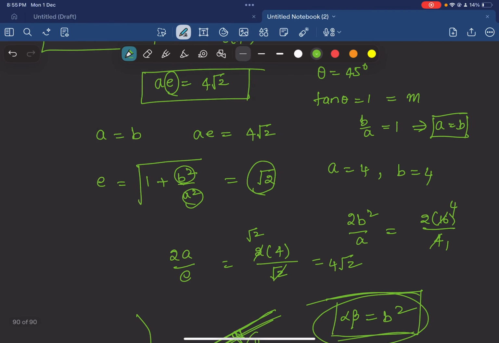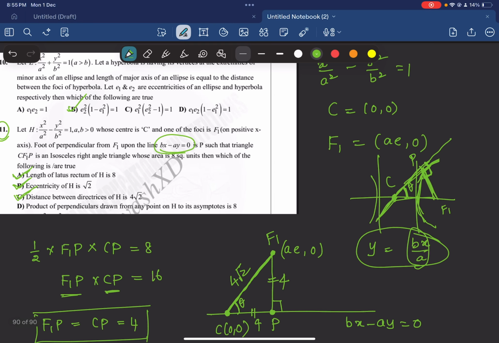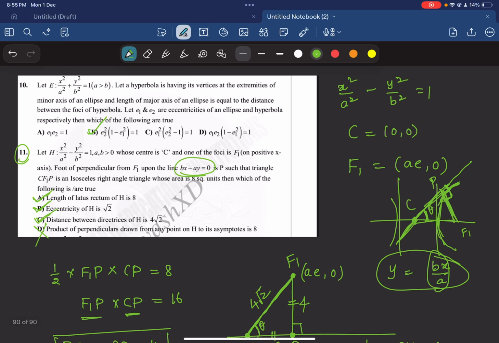So that should be simply 16. So this particular option is wrong. Alright. So the correct answers are A, B and C. So let us proceed to the next question.